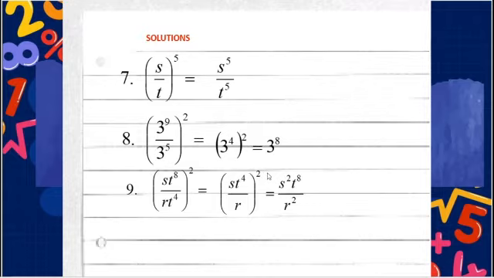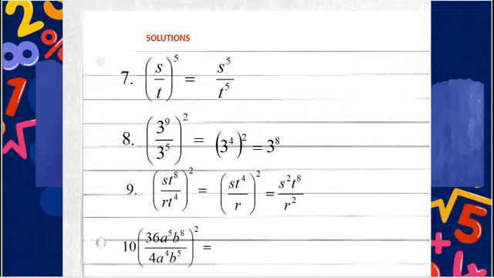Quantity squared. Tsaka natin i-distribute yung 2 sa bawat element sa numerator and sa bawat element sa denominator. So, this will become now s squared. Tapos, power of a power, 4 times 2. So, that is t to the 8 over r squared. So, the final answer is s squared t to the 8 over r squared.